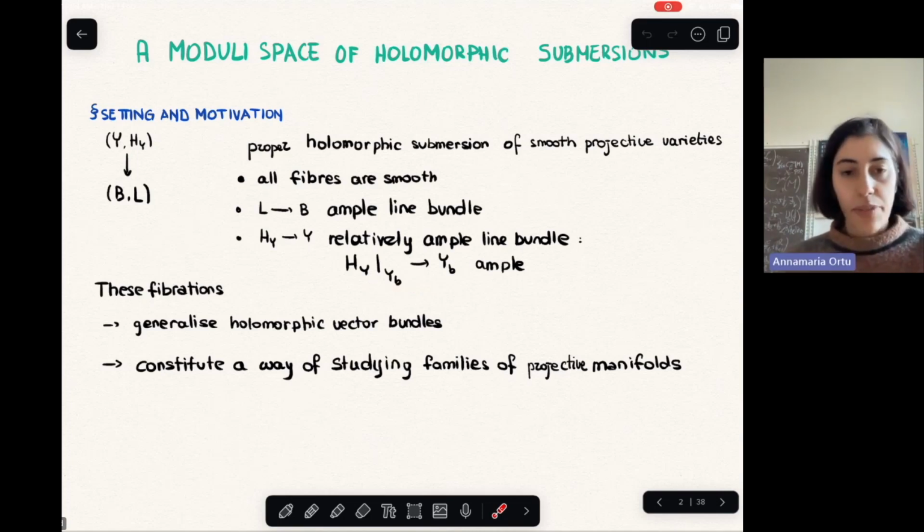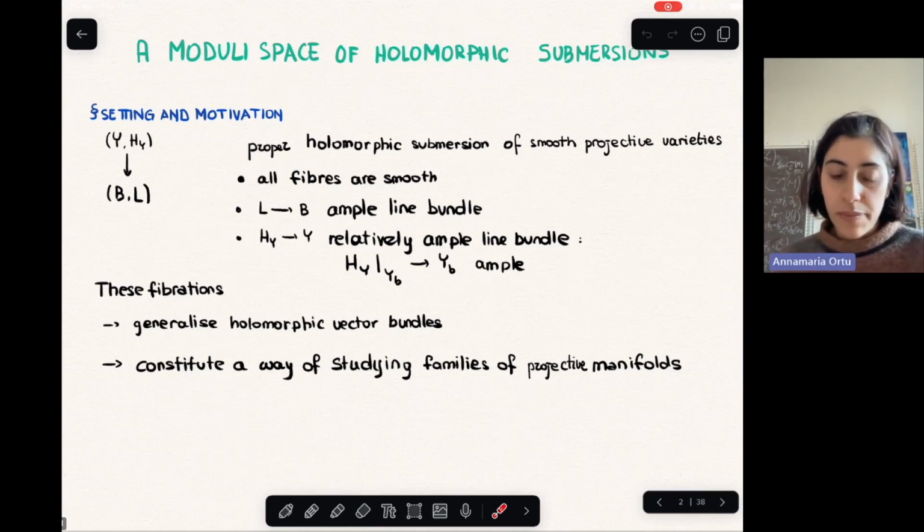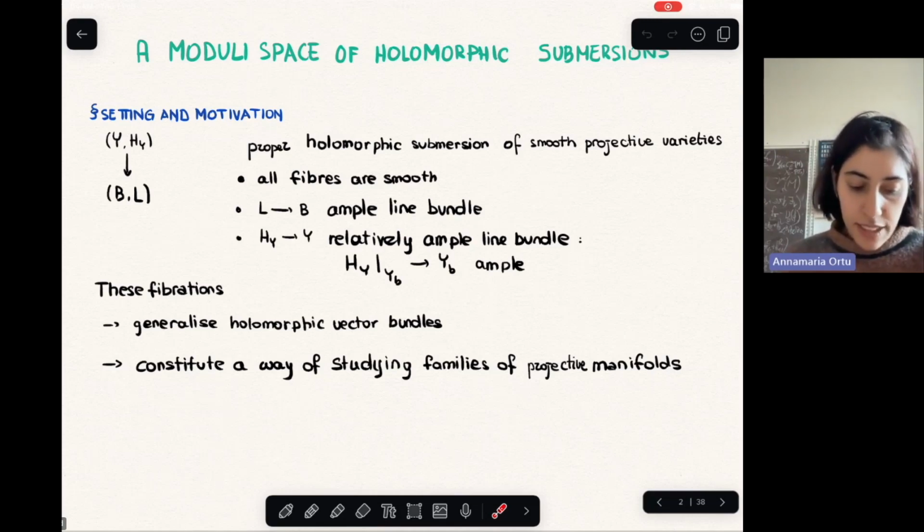So why are these fibrations interesting? One first way of seeing them is because they generalize holomorphic vector bundles, in a way that I will now make a bit more precise. And also they constitute a way of studying families of projective manifolds. Moduli theories have essentially two goals. One is to classify objects of some type, and another one is to study how they behave in families. And so studying these fibrations is a way of approaching this second goal of moduli theory, in a sense.